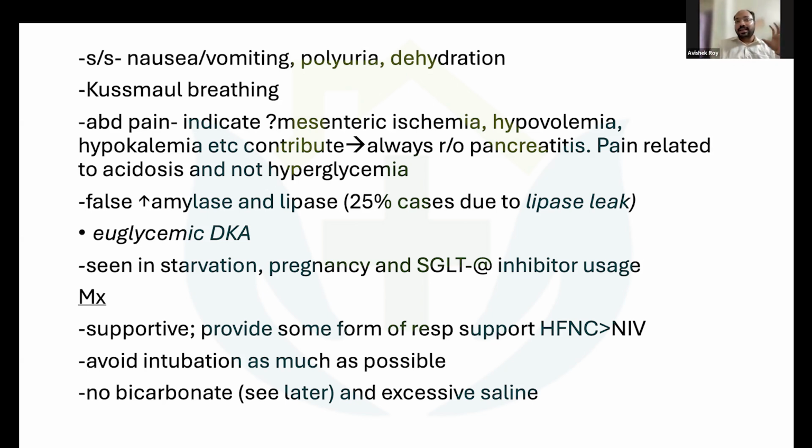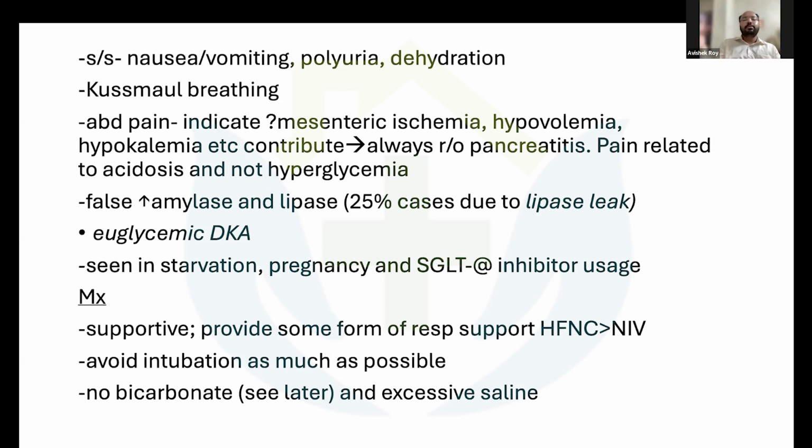Abdominal pain is significantly seen in DKA. Around 30-40% of patients can have abdominal pain. What is the cause? Nobody knows the exact reason. The proposed causes are probably mesenteric ischemia, probably hypovolemia, and in some cases there would be pancreatitis which is causing a DKA. And you'll be surprised to know that there is a significant percentage of patients who first present with acute pancreatitis and a DKA combined. So always send a serum amylase level in these patients.